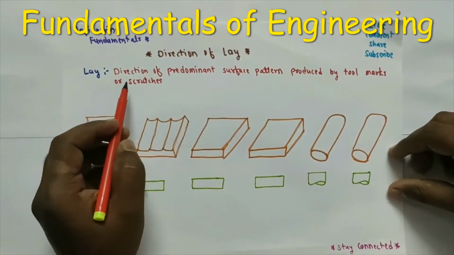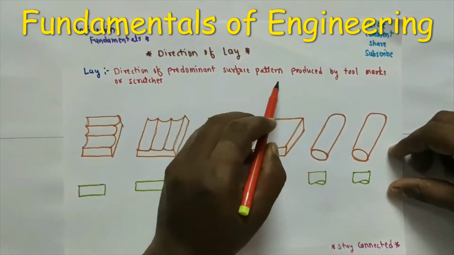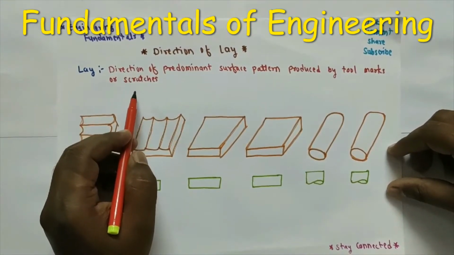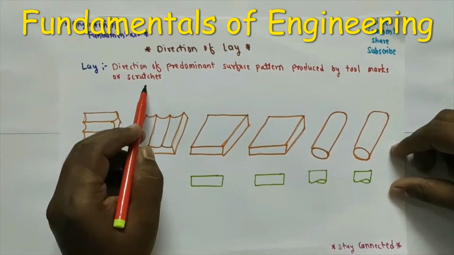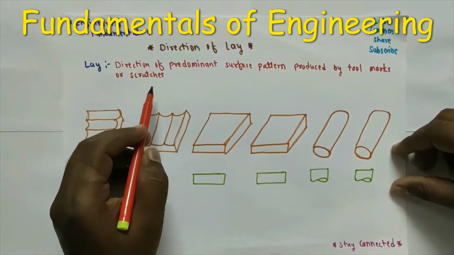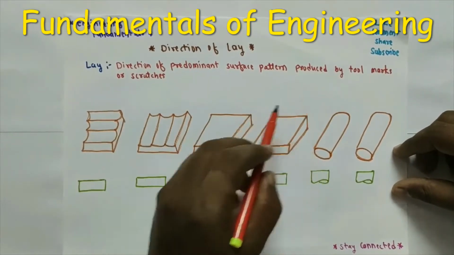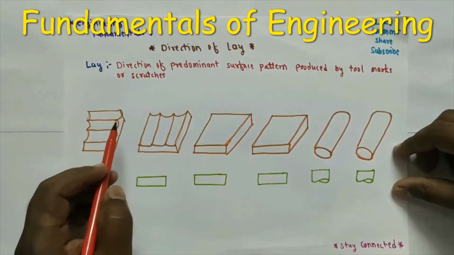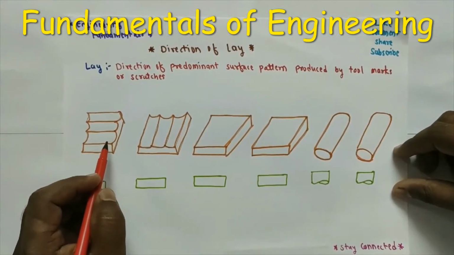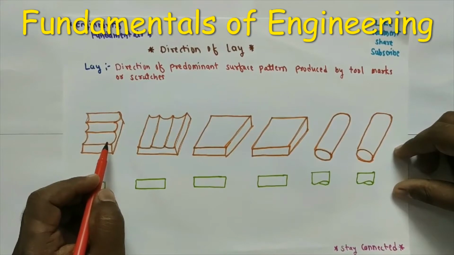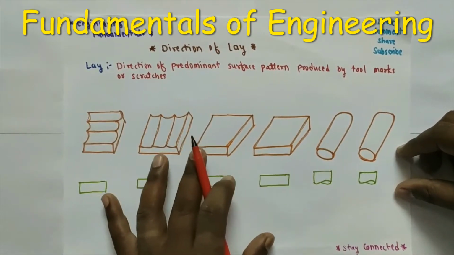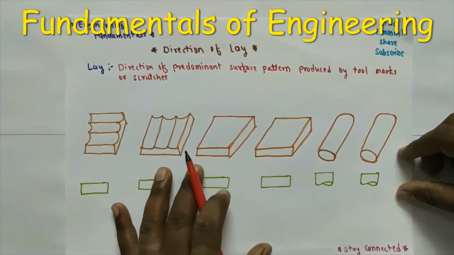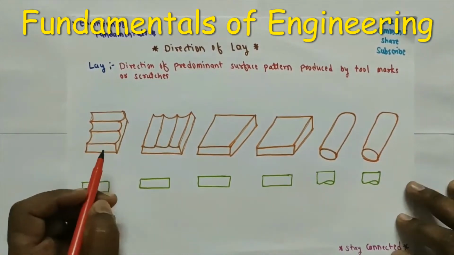Lay means what? It is the direction of predominant surface pattern produced by tool marks or scratches. So this lay direction we see on an engineering drawing. There are different directions of lay we get based on the different applications. How we get them, we will see in today's lecture. These are some directions of lay which we get on different surfaces by using different processes. So we will see one by one.